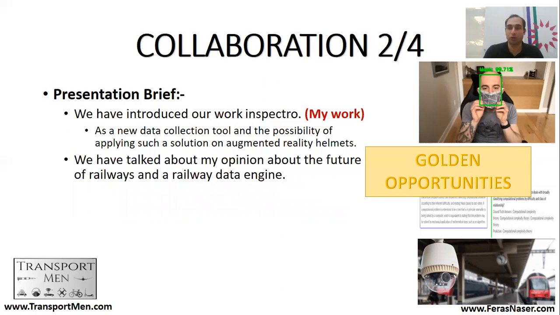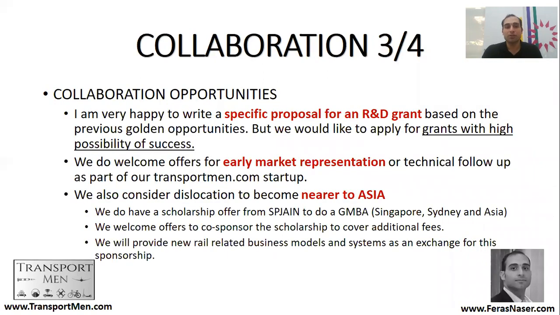So let us focus on where we can collaborate. Here are a few quick takeaways. Maybe we can collaborate in this area. I'm open to new ideas, but I think this is quickly understood from this presentation. I'm very happy to write a specific proposal for an R&D grant based on the previous golden opportunities, but we would like to apply for grants with a high possibility of success. So that's the first area of collaboration: a specific proposal for an R&D grant.